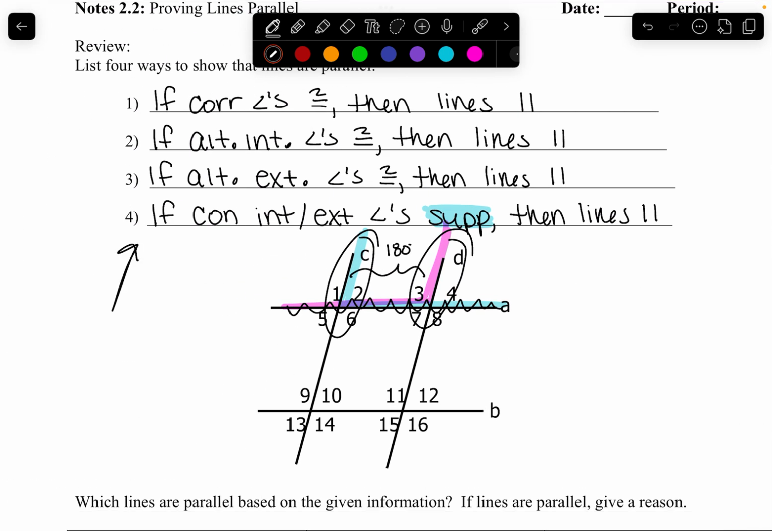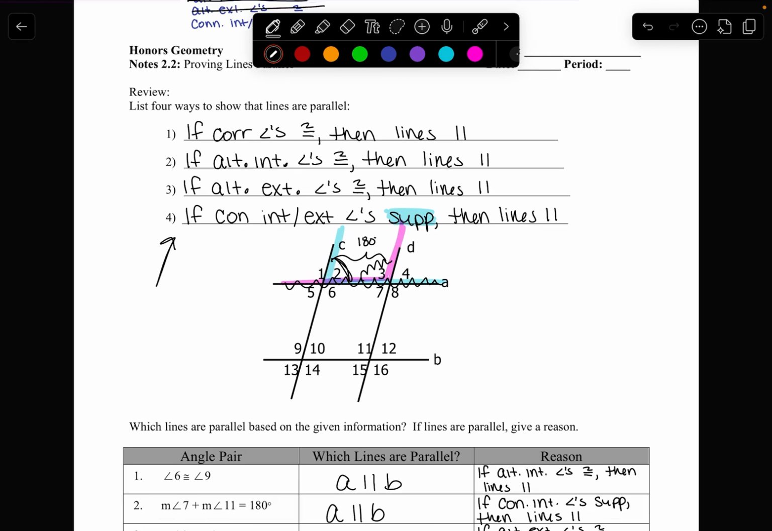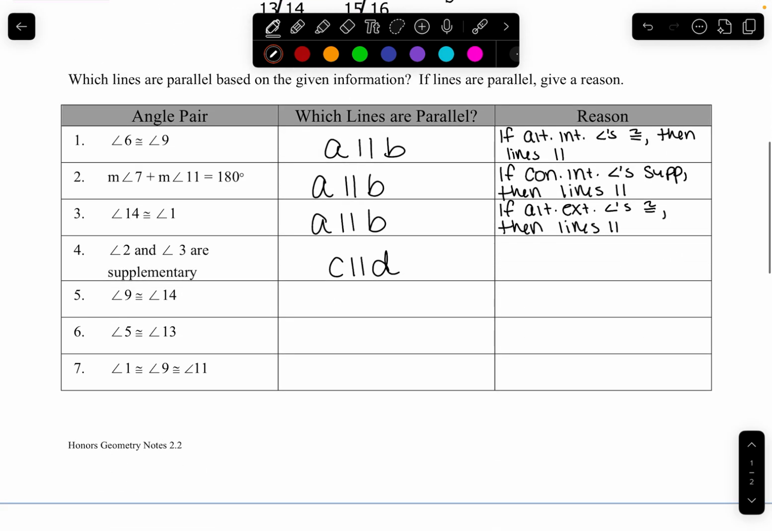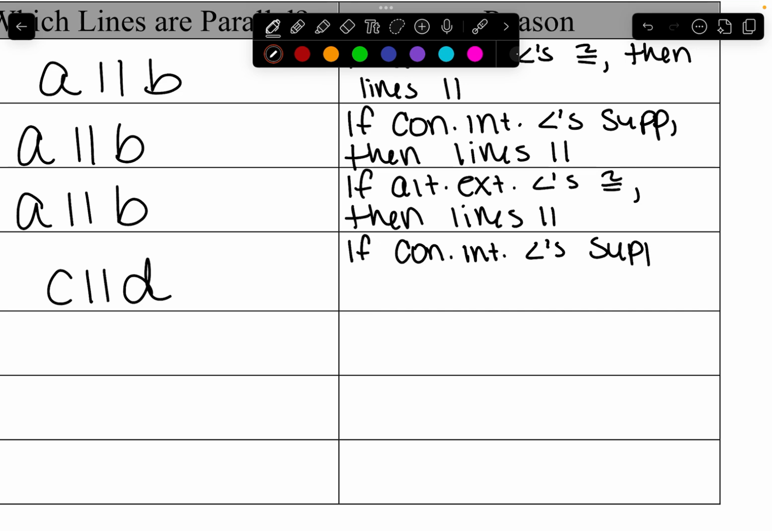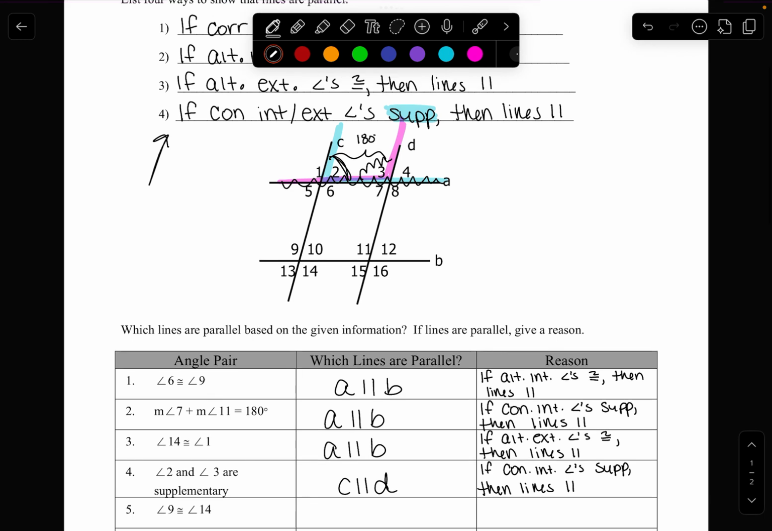So we just have to determine, are these going to be consecutive interior or consecutive exterior angles? 2 and 3 are on the interior of their parallel lines, so this is going to be consecutive interior. We don't see consecutive exterior very often, okay? So if consecutive interior angles are supplementary, then lines are parallel. All right, we're almost done.